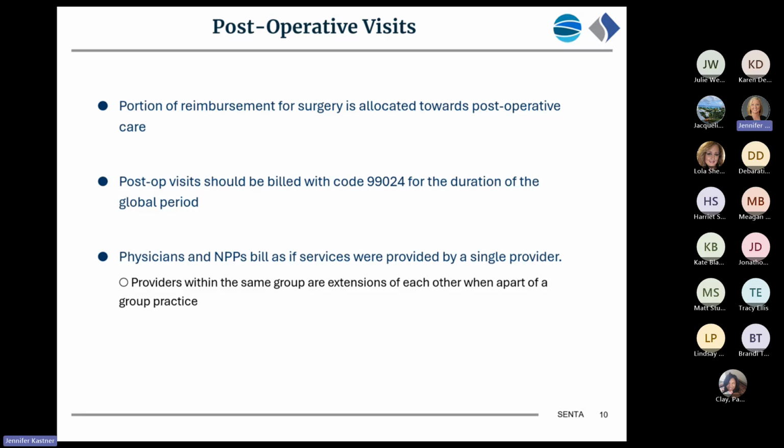Post-op visits should be coded with CPT code 99024 instead of a regular E&M office visit such as 99212 through 99215. However, should a provider address any conditions unrelated to the surgery during the post-op visit, they could bill an E&M code based on the level of decision-making that is associated with the unrelated condition, and modifier 24 will be needed to prevent denials.